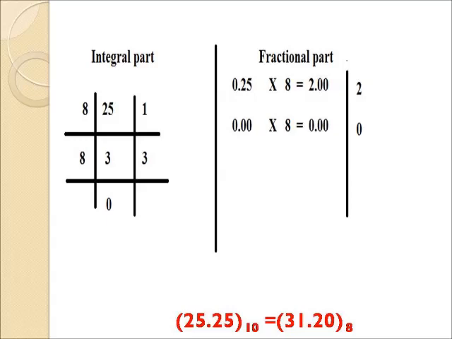So you can see the final result. 25.25 of the decimal is equal to 31.2 of the octal number.